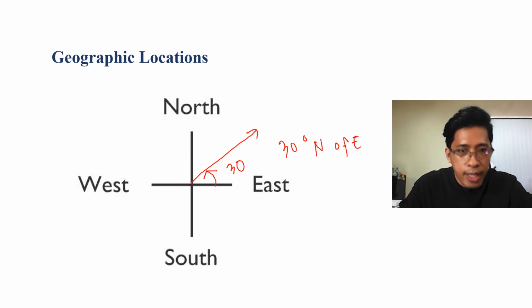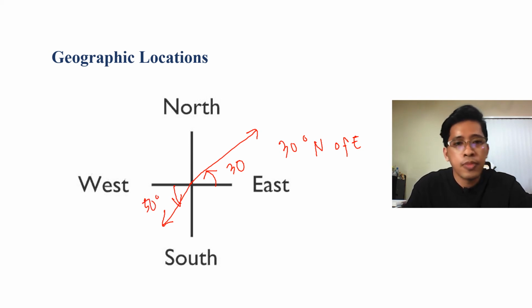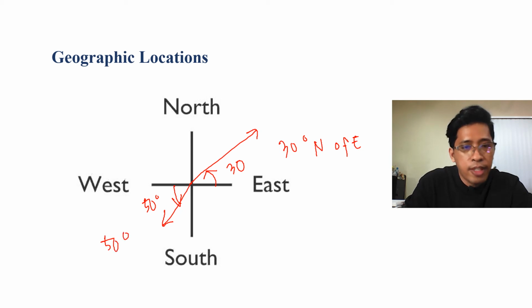Another example is, let's say, draw this vector here, and we have this angle here. Let's say this is at 50 degrees. How are you going to read this one? Your angle is measured from your west towards your south, that is at 50 degrees. So the direction for this one is read as 50 degrees south of west.